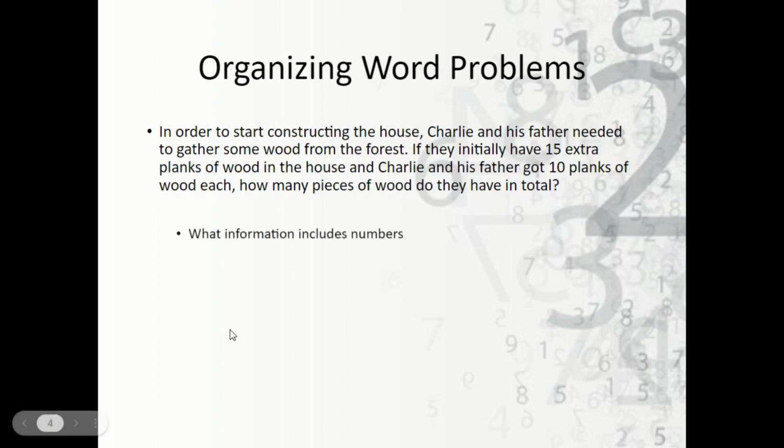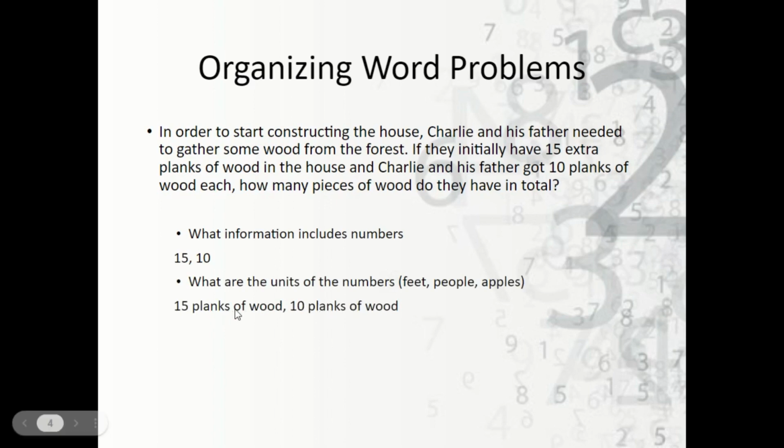Well, first step is, what includes numbers? 15 and 10. That's what we know. Okay, that's the important part. 15 and 10. What are the units? Well, they are planks of wood. So we have 15 planks of wood and 10 planks of wood.